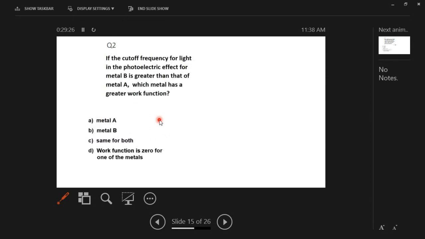What do you think about this one? The cutoff frequency for light in the photoelectric effect for metal B is greater than that of metal A. Which one has a greater work function? Remember the relation between the work function and the cutoff frequency. h times f cutoff was the work function. I think I have the formula here for you.